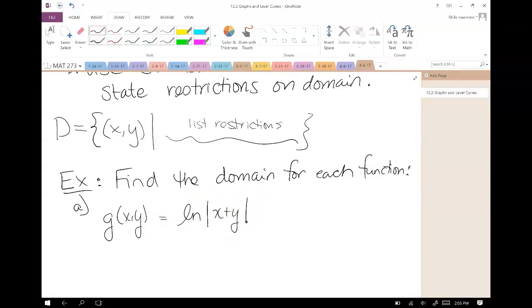So we're going to do a couple of examples. G of x, y is equal to the natural log of the absolute value of x plus y. So what do we need to be careful of when working with natural logs? We can't take the natural log of a negative. We cannot take the natural log of 0.